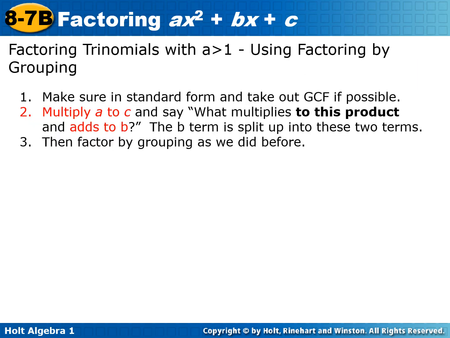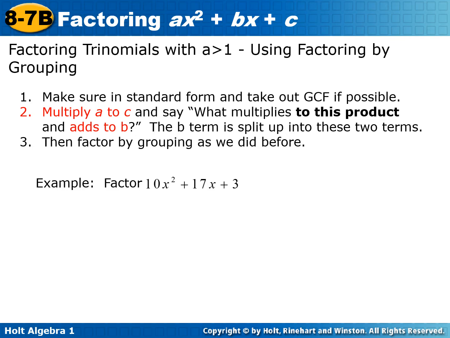All right, so first period, you've heard this before. This is when we have A greater than 1. Second and fourth period, you have never had this before, so this is going to be new. If A is greater than 1, you still want to make sure that it's in standard form, and you want to take out GCF if possible. The difference here is we're now going to multiply A to C. And then what are the factors of this product that add up or subtract to get B?